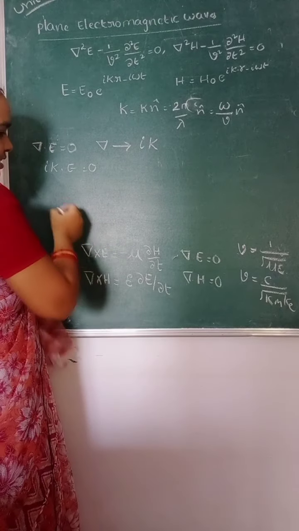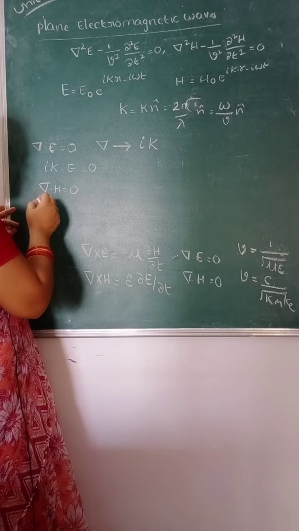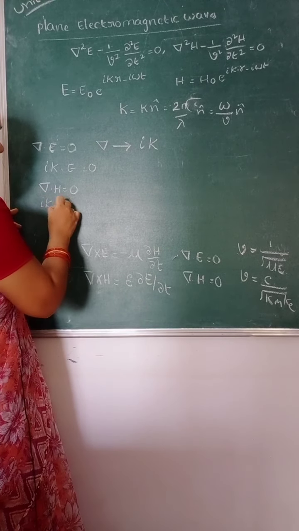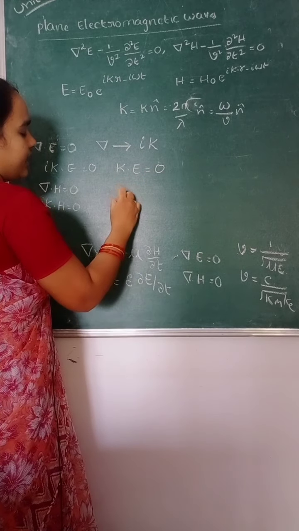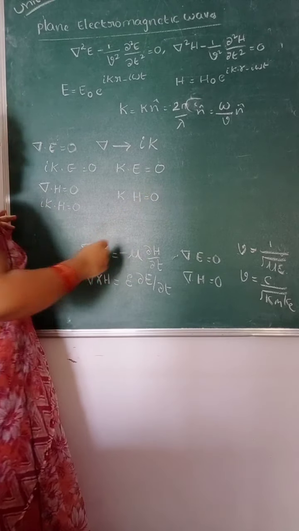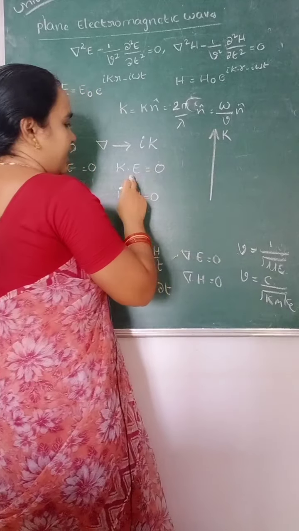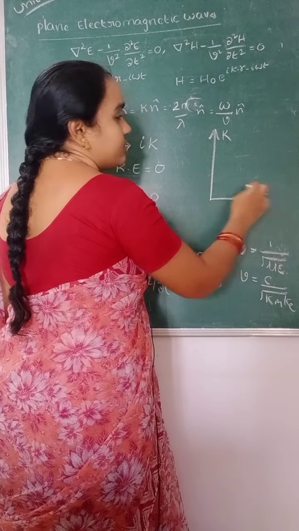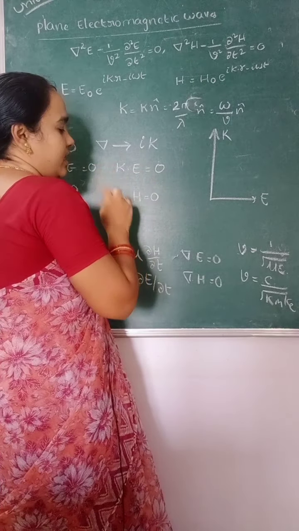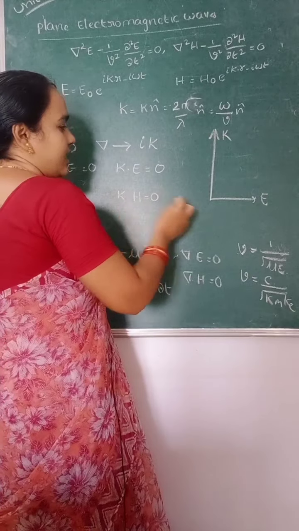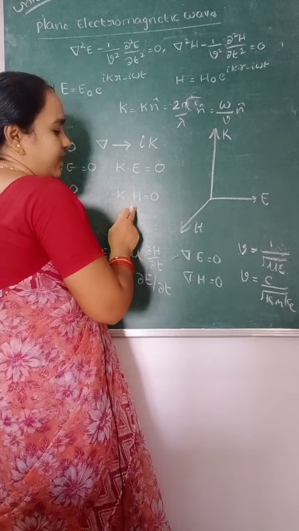Similarly, the second equation is del dot H is equal to 0. Replace del with ik, then ik dot H is equal to 0. That is, k dot E is equal to 0 and k dot H is equal to 0. That is, the propagation of the wave is indicated with k, and the electric field vector are mutually perpendicular. Then only the dot product of two vectors will become 0. Similarly, the propagation vector is perpendicular to the magnetic field vector H.